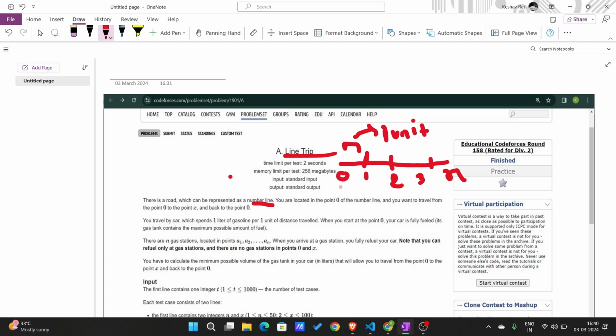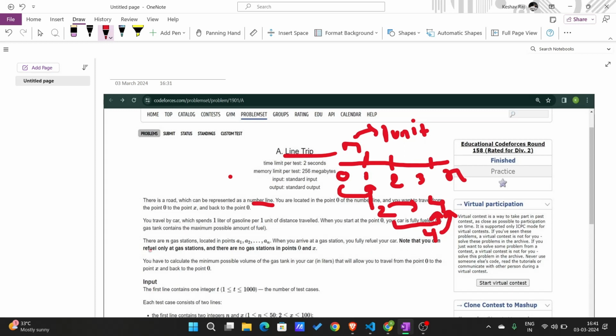So whenever I start traveling from 0 and when I reach station 1, I can fully refuel. That means if I reach 1, let's say at this point the fuel in my car becomes 2 liters. Now if my full capacity is 4 liters, whenever I reach any station, I can again fill it up to 4 liters, to the maximum capacity here, okay. That is what this is trying to tell. So when you arrive at the gas station, you fully fill your car.